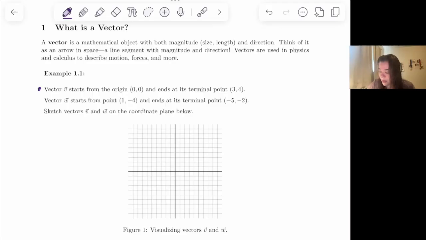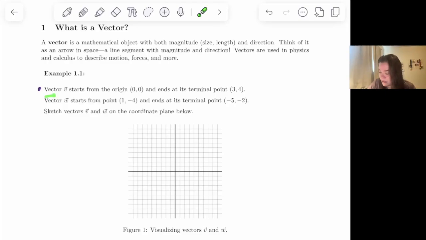The first bullet point says vector v. Notice there is a little arrow above v. That is one way to indicate that v is a vector. Another way to indicate that is by making v bold in text, or there's a little half arrow symbol, which I'll show later when I write, that also represents vector.